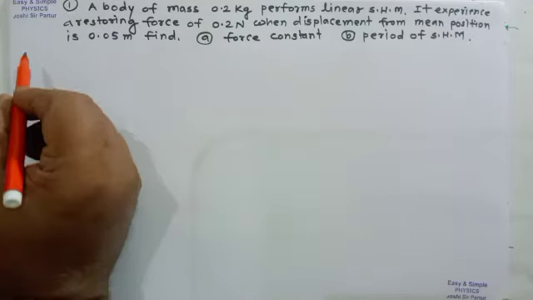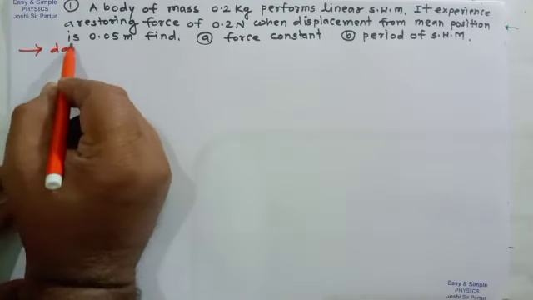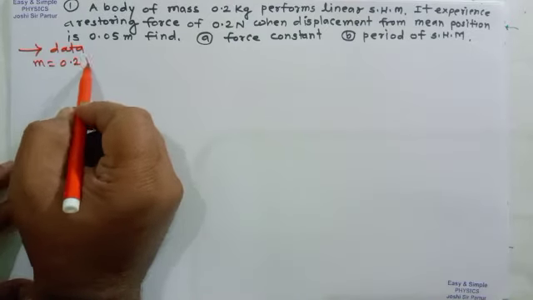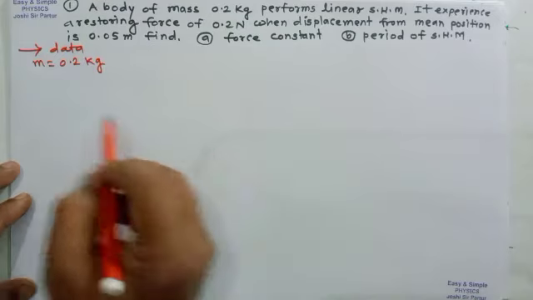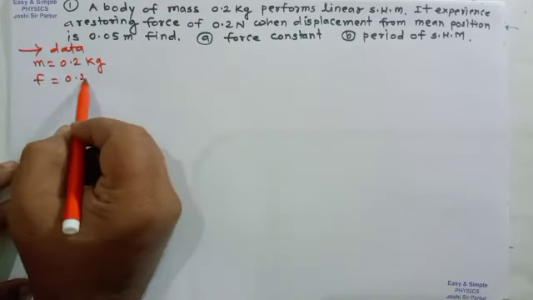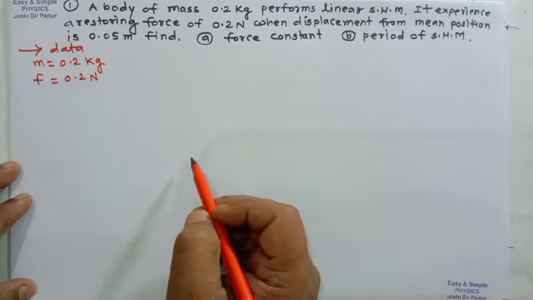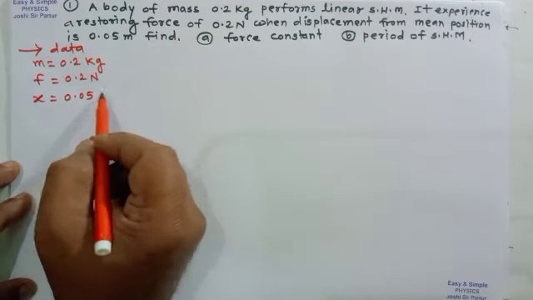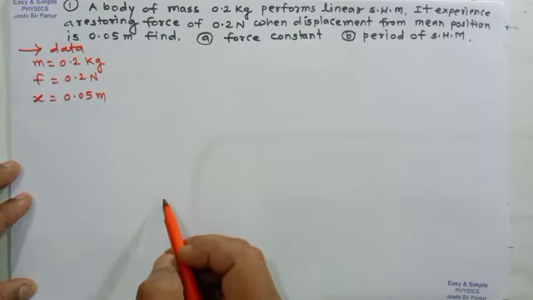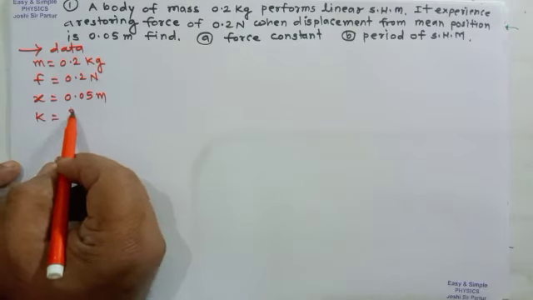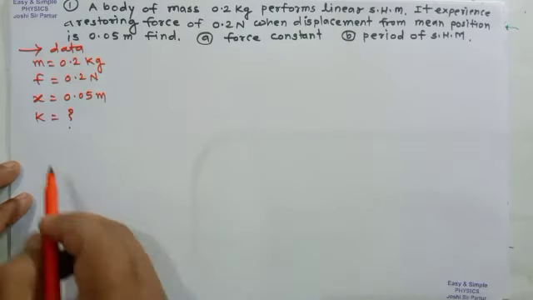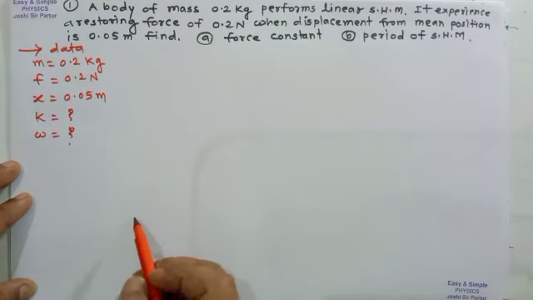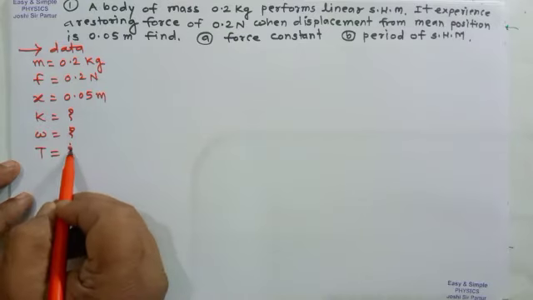So first of all we can write the data. In this data, mass is given as 0.2 kg and force is given as 0.2 Newton. Displacement from mean position x is given as 0.05 meter. Here we can find out k, that is force constant. Again we can find out omega, which is angular velocity, and then we can find out time period.